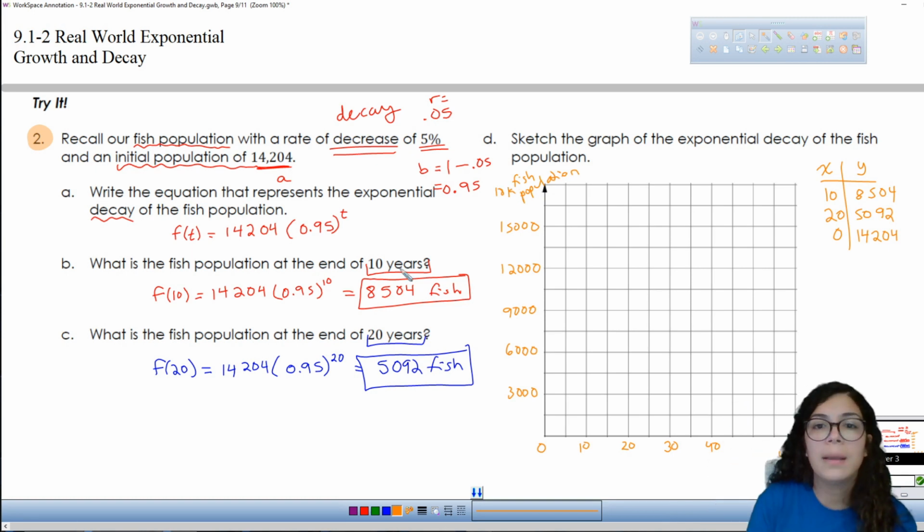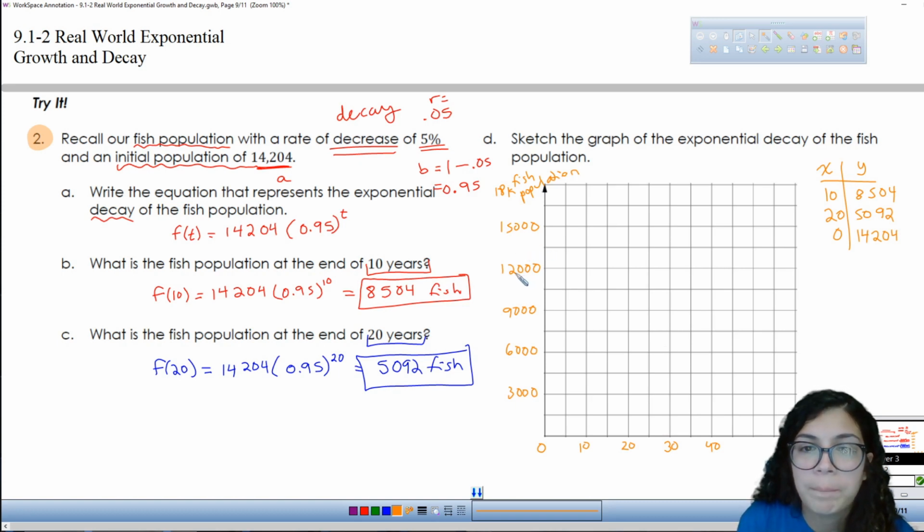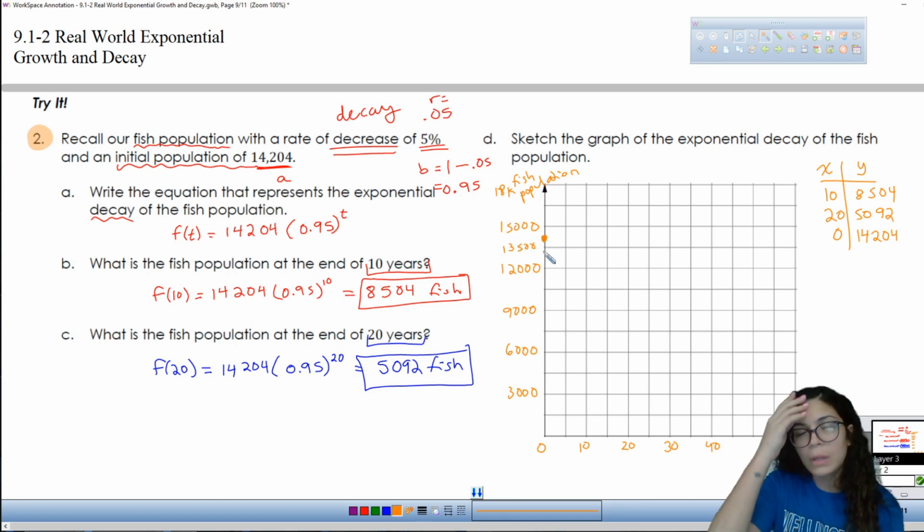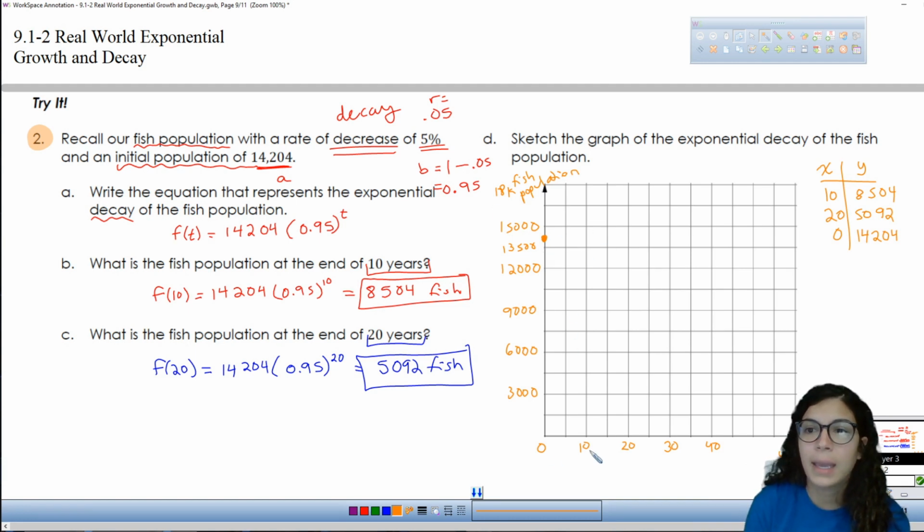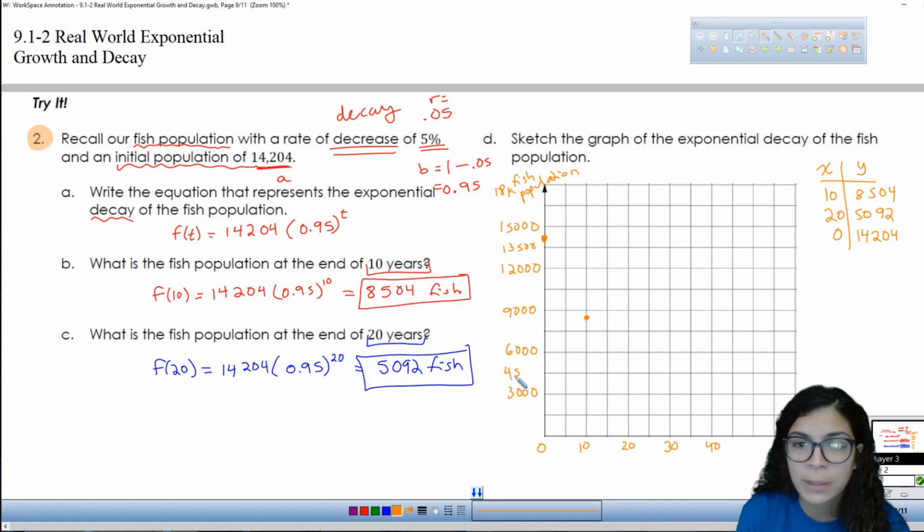Okay, so now we can go ahead and plot these numbers. So 0 and 14,204. So this would be 13,500, so it's higher than that. So it's roughly halfway through here, a little bit bigger than 13,500. Then at 10, we have 8,500-ish. So that'll be pretty close to 9,000. So roughly about there. And then at 20 years, we have 5,000 fish. In between here is 4,500. So 5,000 will be somewhere between these two, but a little bit closer to 4,500.